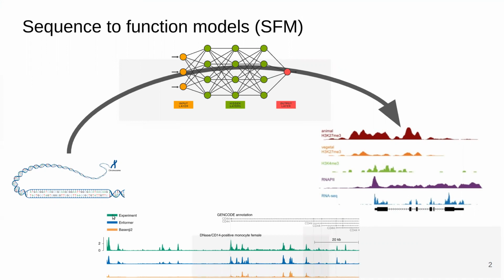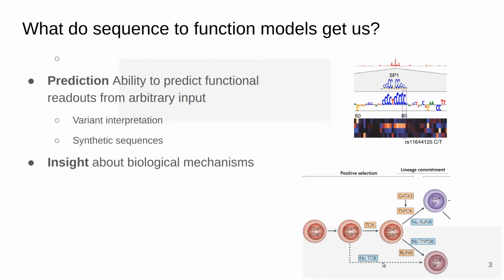So here's a figure from the recent Enformer paper where the experiment is in green and the Enformer predictions are in blue. And it is almost a perfect match. But what are we actually hoping to get from these models? This figure just basically shows us that we can reproduce data that we already have. Well, one thing we can hope to get is the ability to predict functional readouts from arbitrary input.